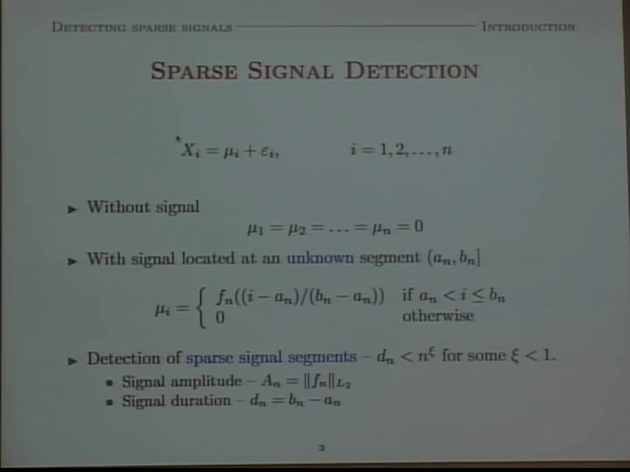So under the null hypothesis, there's no signal at all, so all the means, mu_1 all the way to mu_n, are all zeros. But under the alternative, just for simplicity, let's start with just one segment of signal. That basically means there is a segment, an interval between 1 and n, where you have a signal embedded in it. Here I'm going to represent this signal by this f_n. You can think of this f_n essentially as a function defined between 0 and 1.